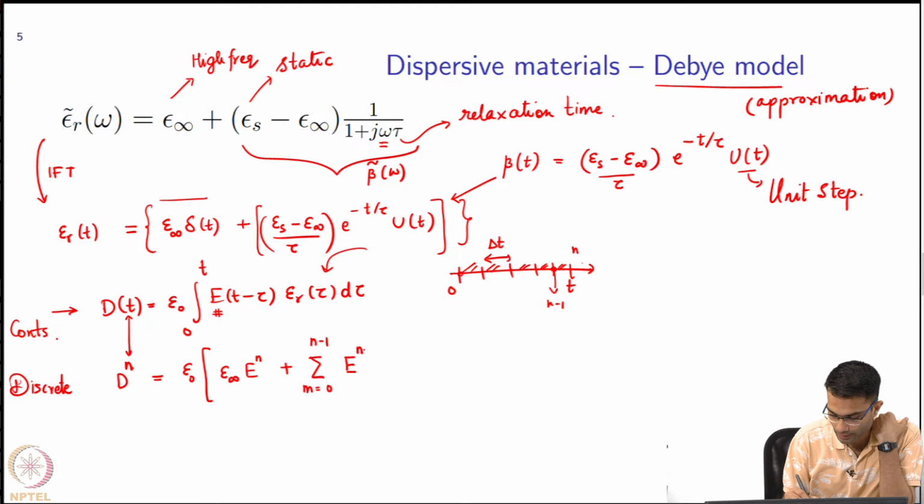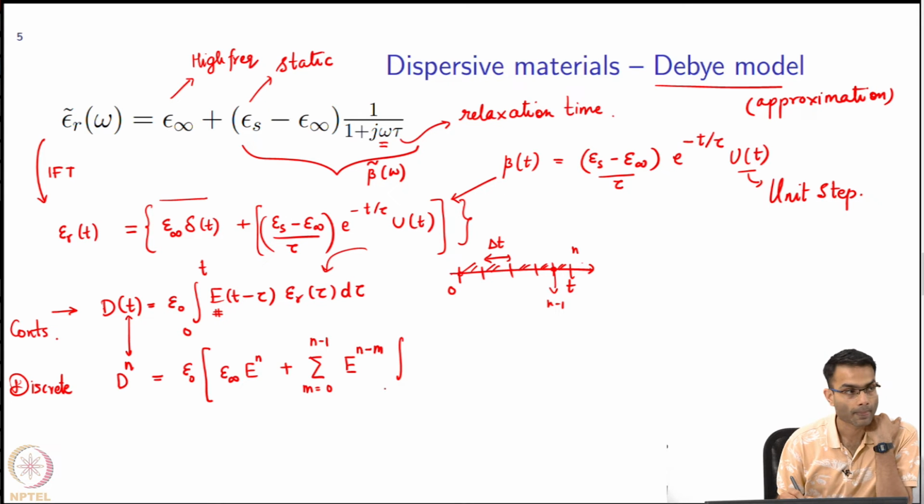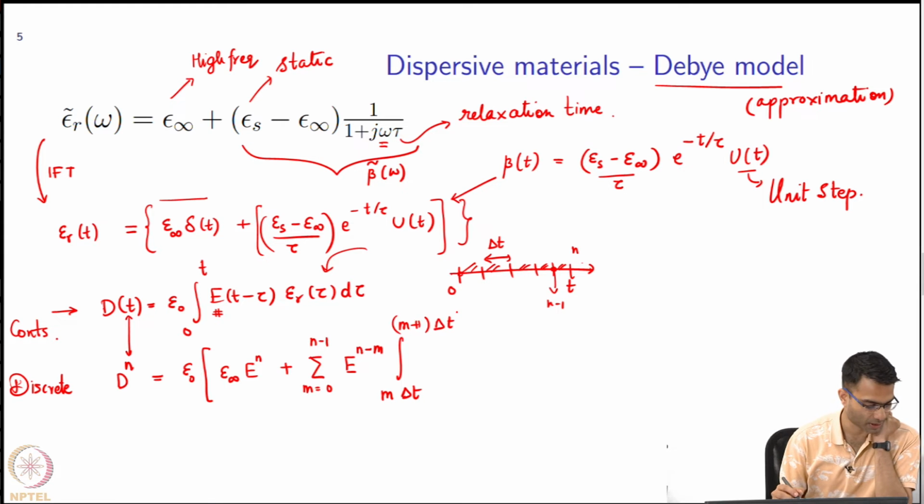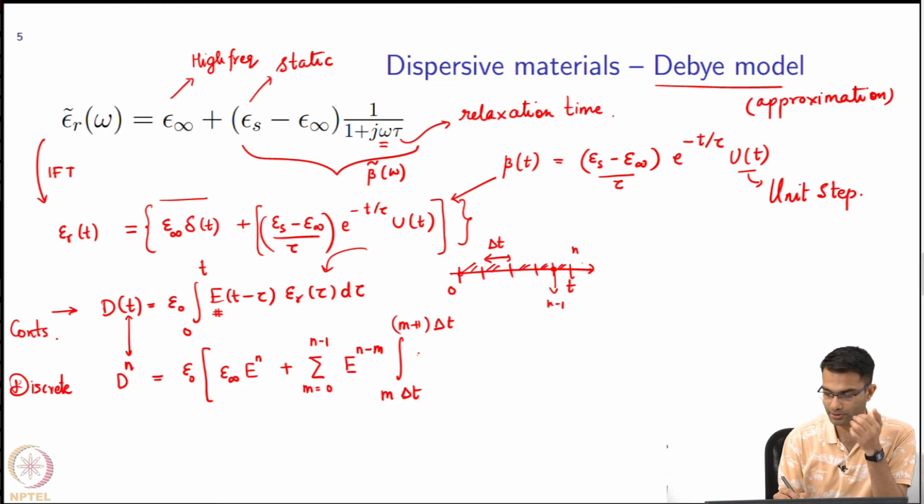So what will I have over here? I will have E n minus m. And what will be the limits of integration? I have introduced the variable m. So what is the starting point? m delta t to m plus 1 delta t. And what sits inside this integral? Not epsilon r, it's there, staring at you, but there is a shorthand notation for that: beta, not beta t but beta tau.